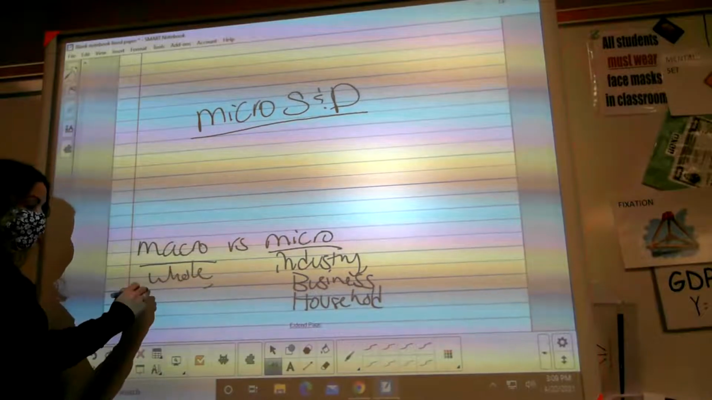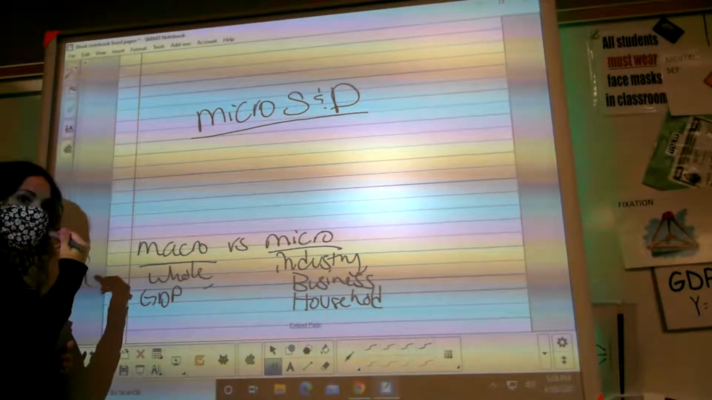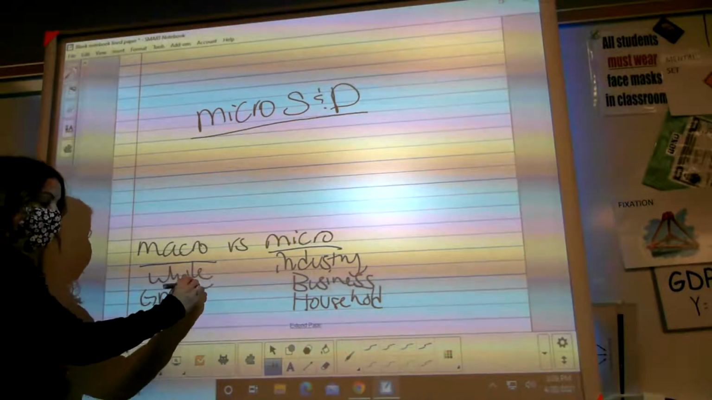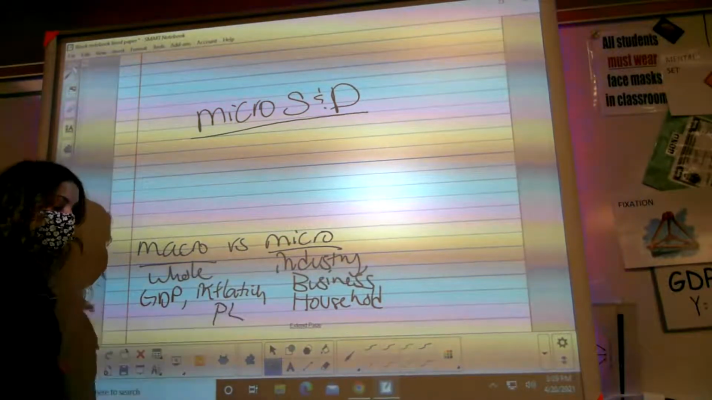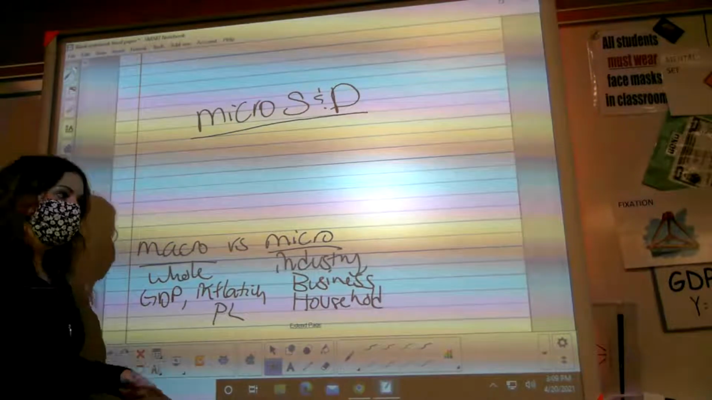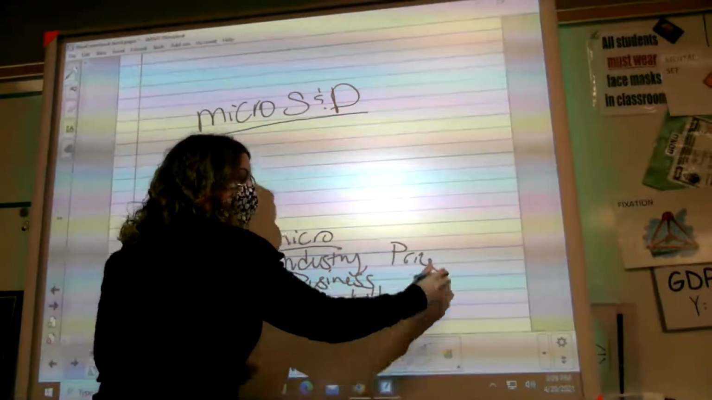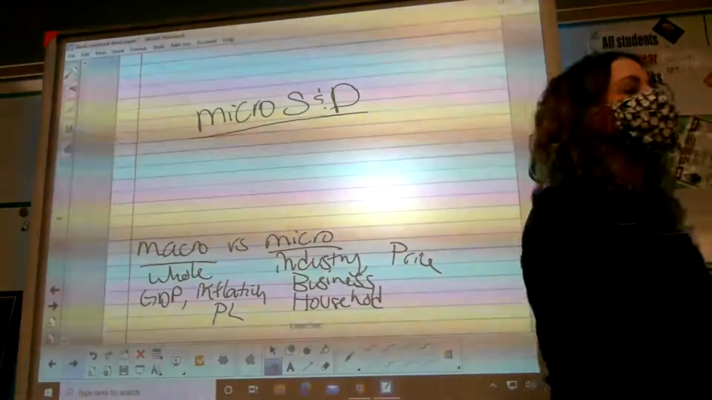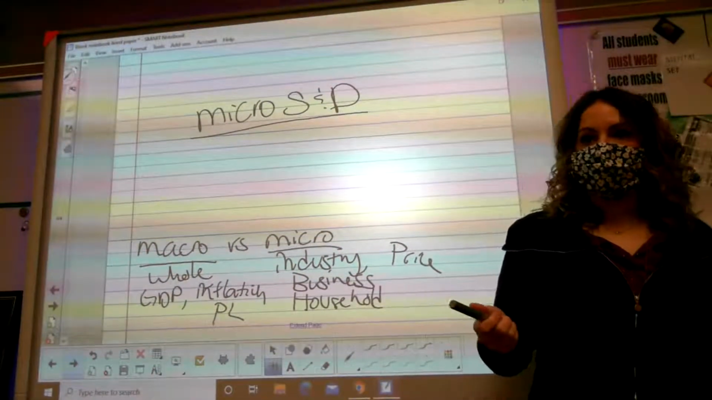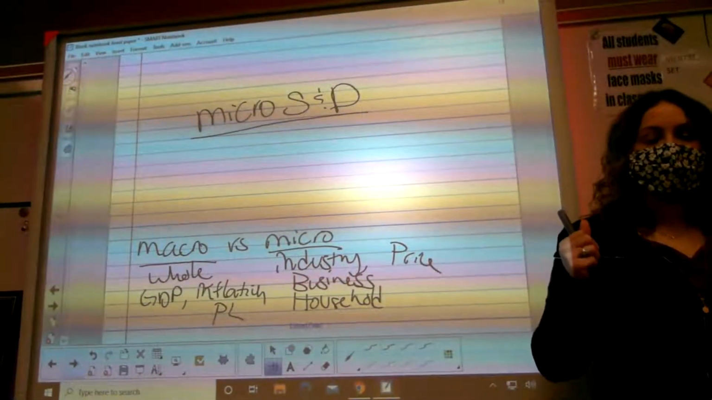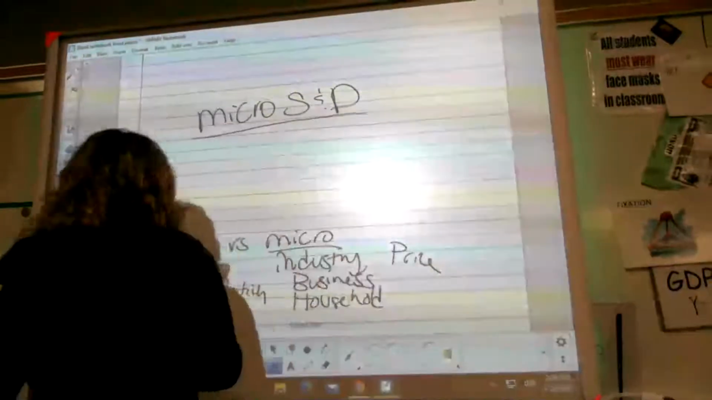So ideas like GDP, that's all of our incomes added together. The idea of inflation. If I say something like the price level, that's macro. But if I just talk about price, like the price of a candy bar, that's really specific. But the price level is like the price of all things. Interest rates, obviously.